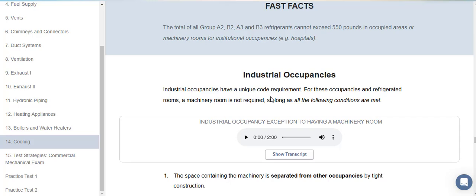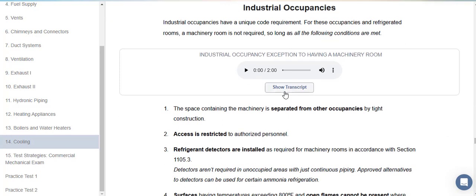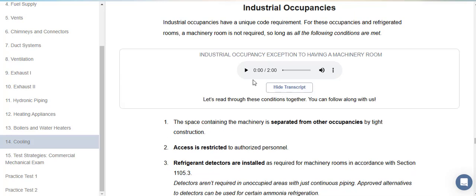Industrial occupancies have unique code requirements for these occupancies and refrigerated rooms. A machinery room is not required so long as the following conditions are met. Industrial occupancy exception to having a machinery room. Let's read through these conditions together, and you can follow along with us.